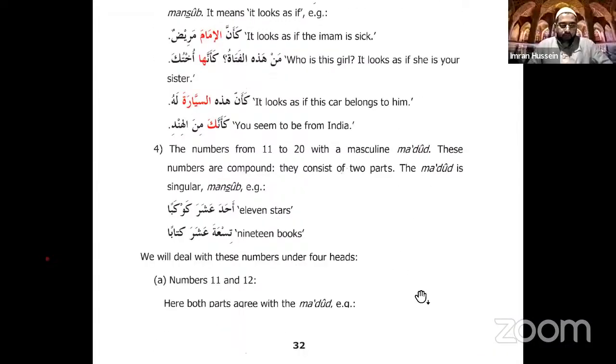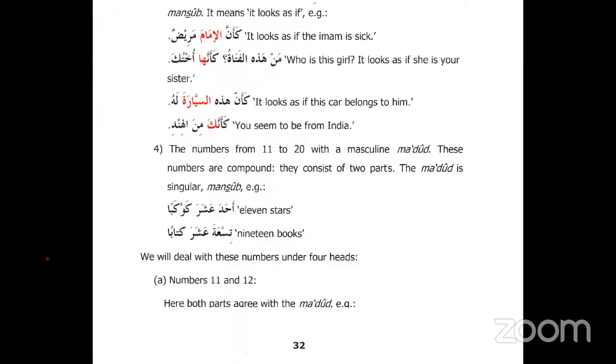Finish off, please. The numbers from 11 to 19 with a masculine madud. These numbers are compound. They consist of two parts. The madud is singular mansub. Example, ahada ashara kaukaban, 11 stars. Ashara kitab, 19 books. We will deal with these numbers under 4 heads.